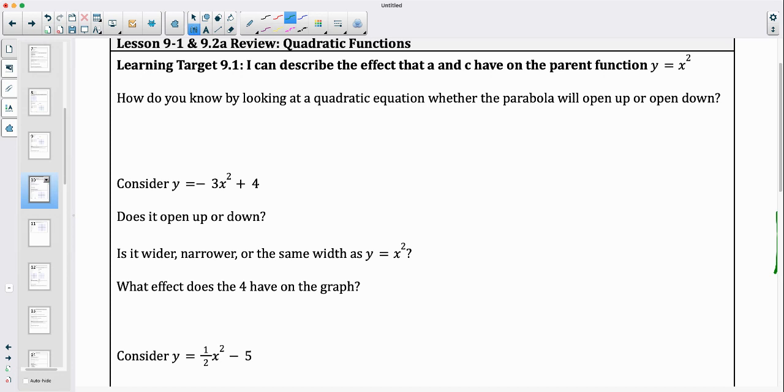Hey everybody, this video is for 9.1 and 9.2a review. So what we started with was 9.1. We looked at what does A do and what does C do to the graph.